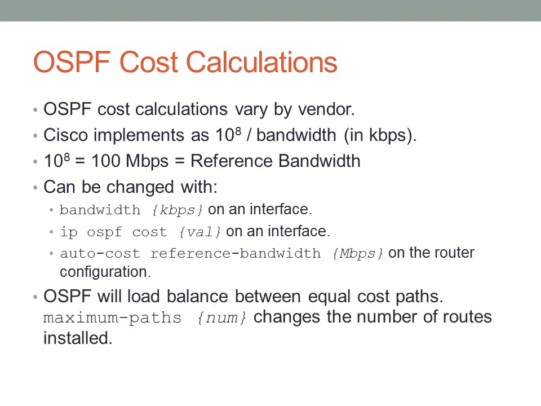links. OSPF will actually load balance between costs for equal cost paths, and again, the cost has to be equal, and it will install all of the routes that have the same cost. I believe by default that's 2, and you can actually adjust that to more with the command maximum paths and then the number of maximum paths that you want to have.